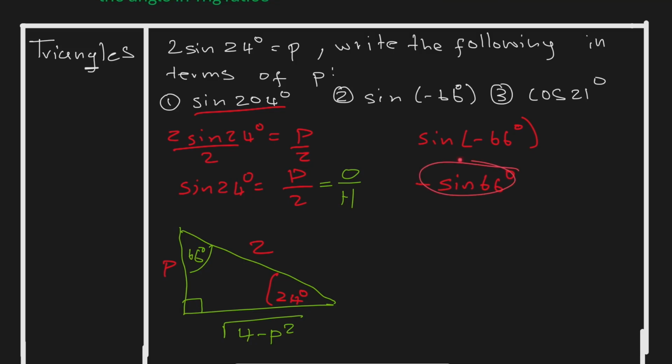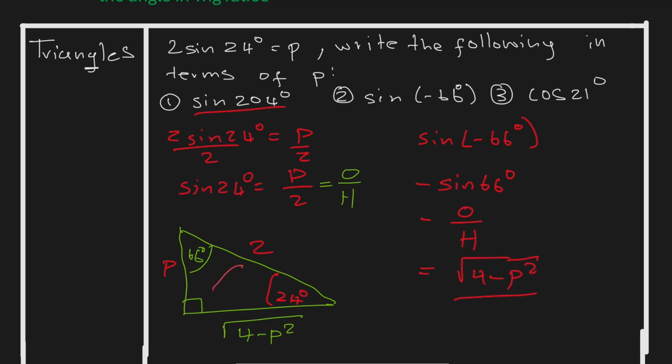Then we can apply our triangle. How can we apply our triangle? We're going to say we have minus, and then we know sine is always opposite over hypotenuse. But now the reference angle is 66. So what is opposite the reference angle is going to be this side here. So the opposite side is how much? A square root of 4 minus p squared.